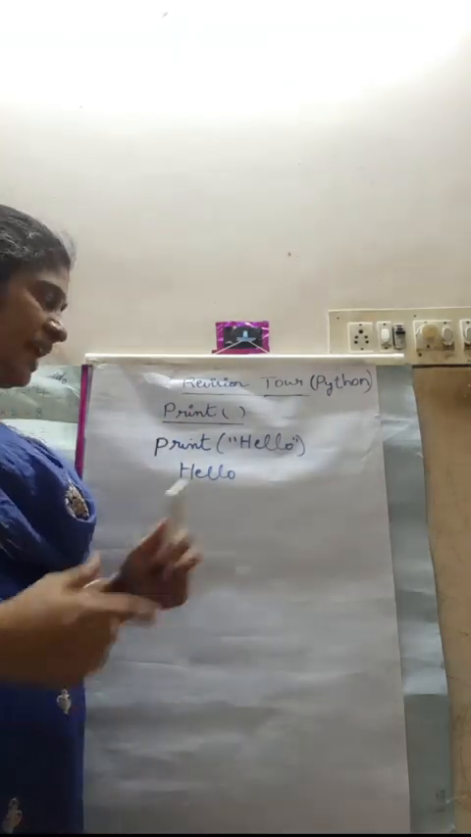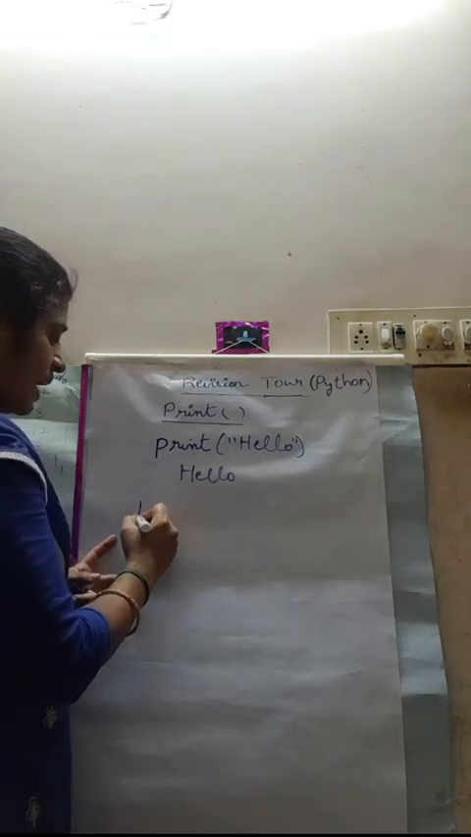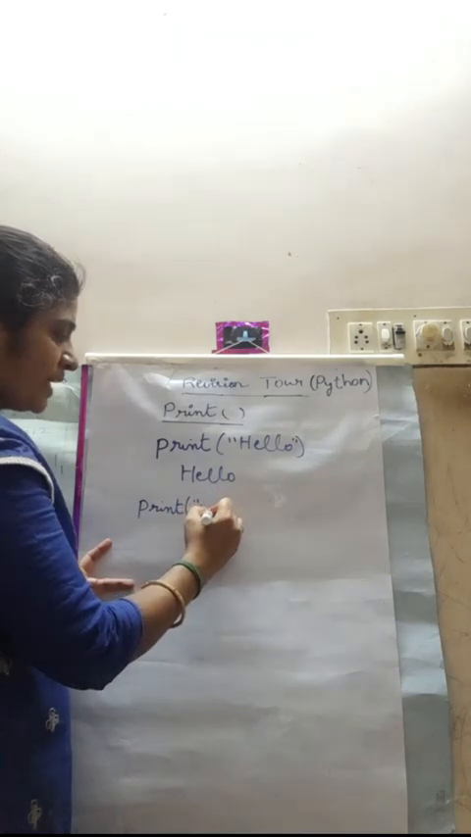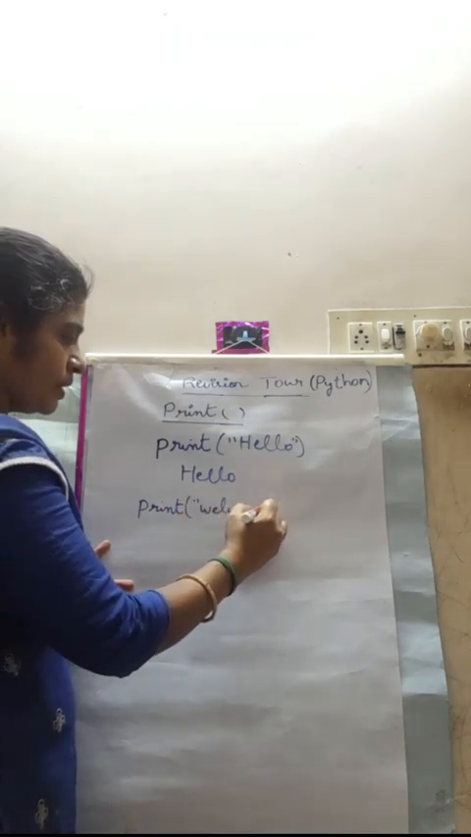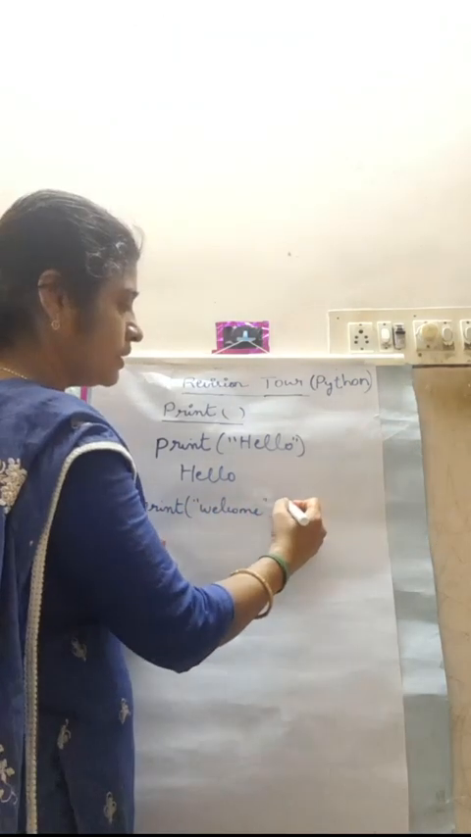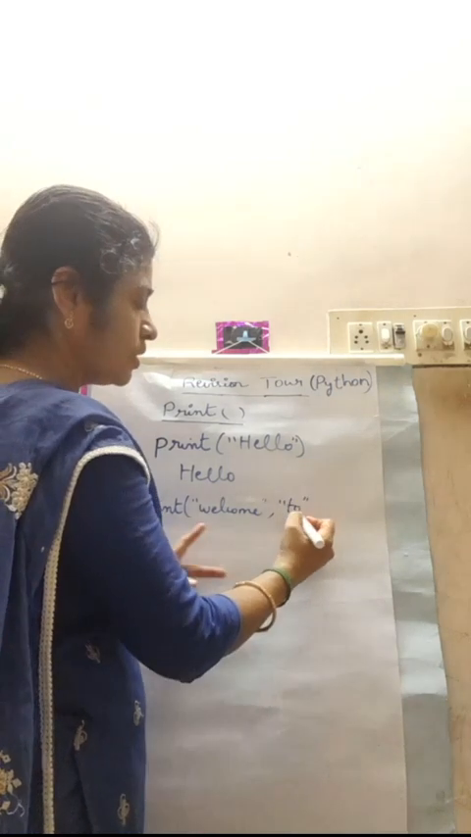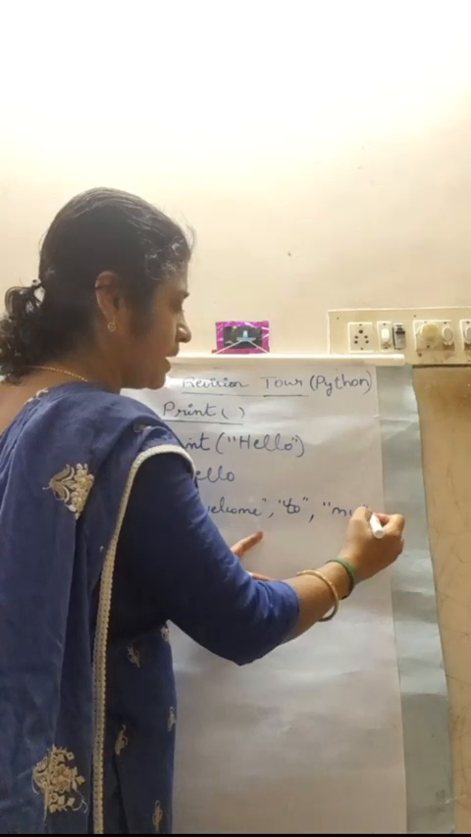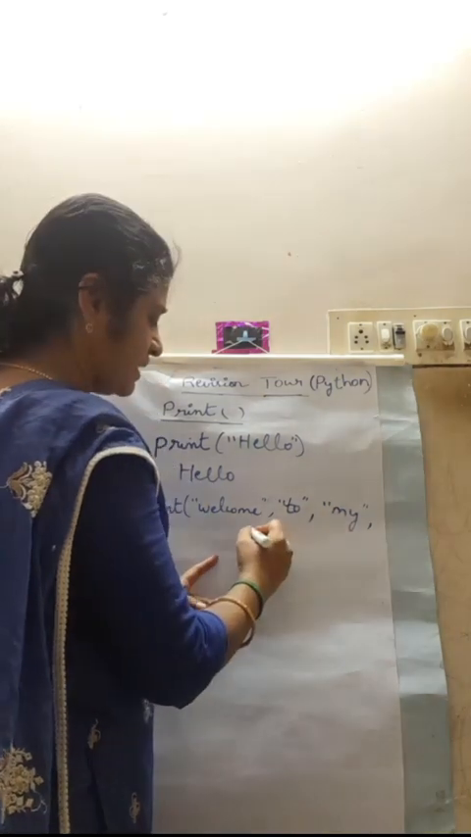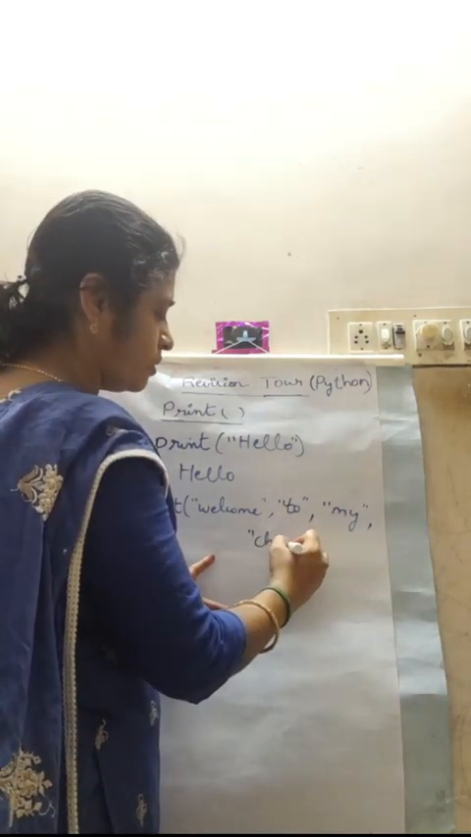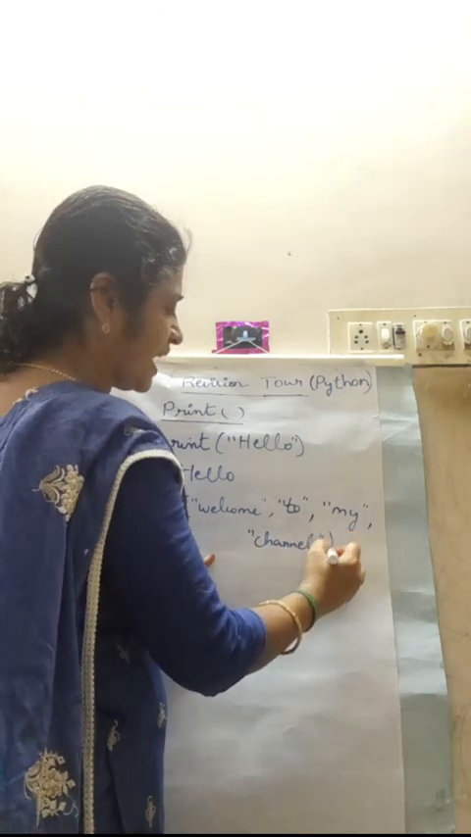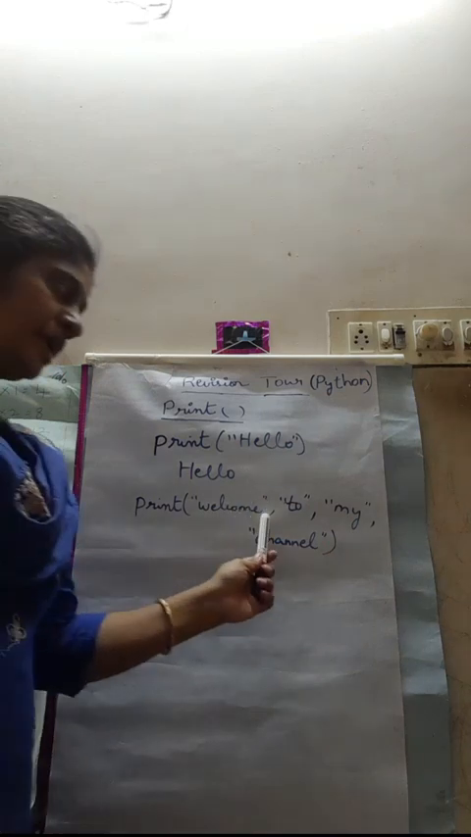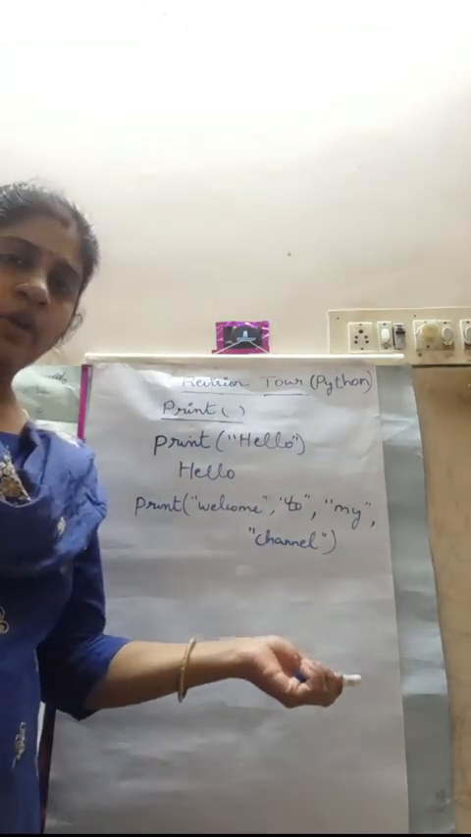Now how will you write? I write print welcome, comma, to, comma, my, comma, channel. I just want to display this message: welcome to my channel. I have written each word separated by commas. Now what will be the output?